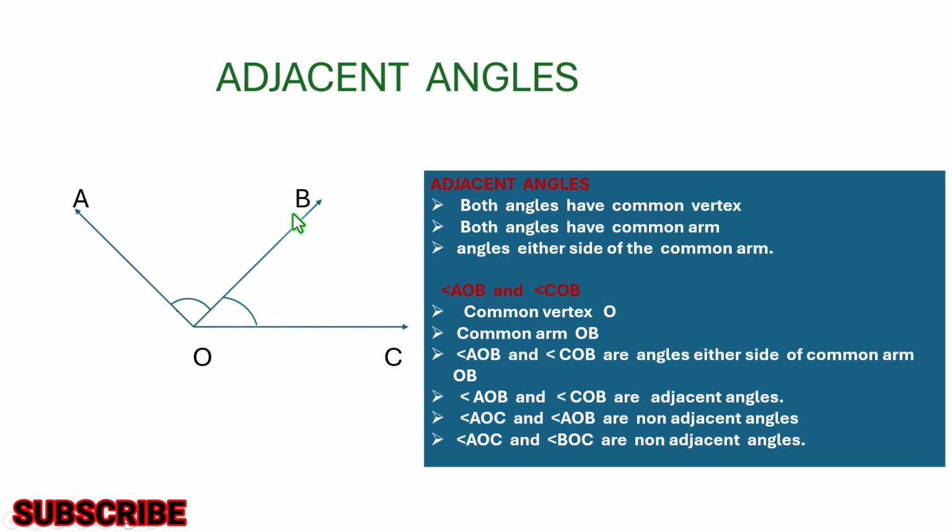Similarly, for angle AOC and angle BOC, the first two properties hold, but the third property does not. The angles do not lie on either side of the common arm. So angle AOC and angle BOC are not adjacent angles. Only angle AOB and angle BOC are adjacent angles, with common arm OB, common vertex O, and angles on either side of the common arm.